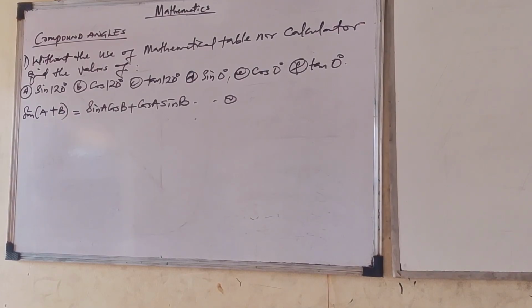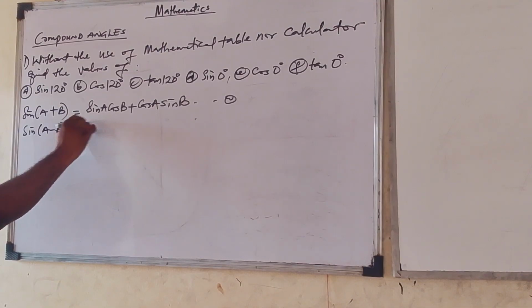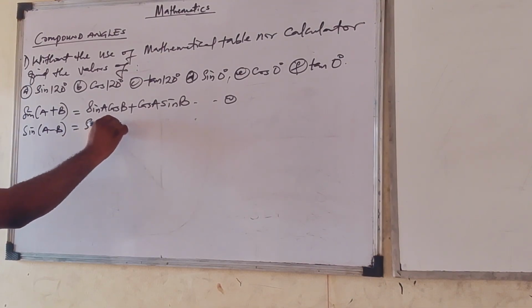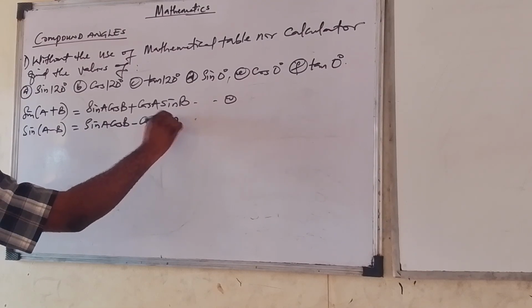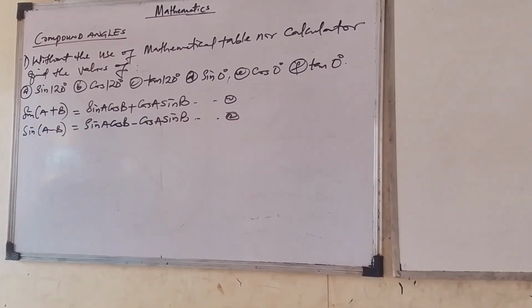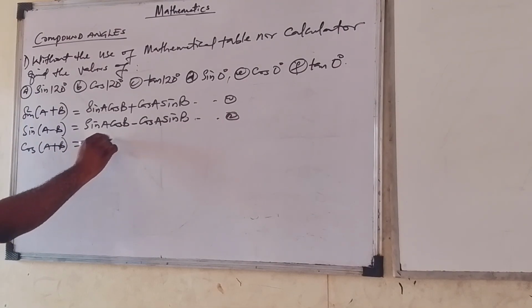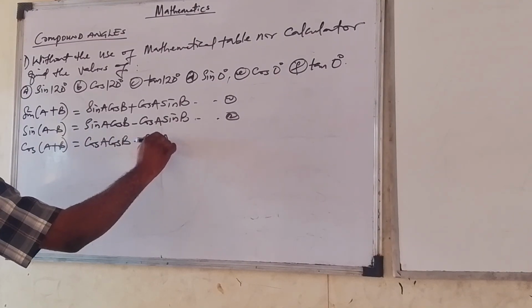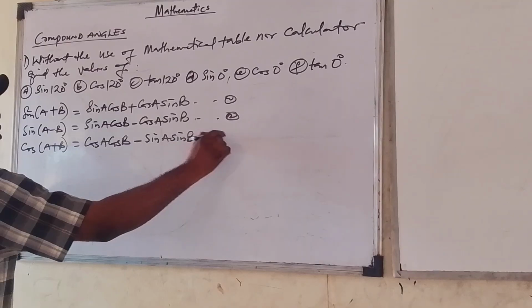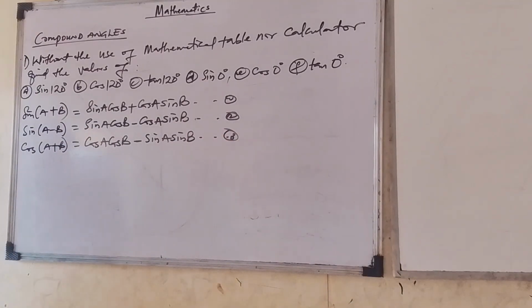Now let's do sine A minus B. Sine A minus B is sine A cos B minus cos A sine B. Now the second identity: let's look at cos A plus B. Cos A plus B is cos A cos B minus sine A sine B. Yes, minus sine A sine B.